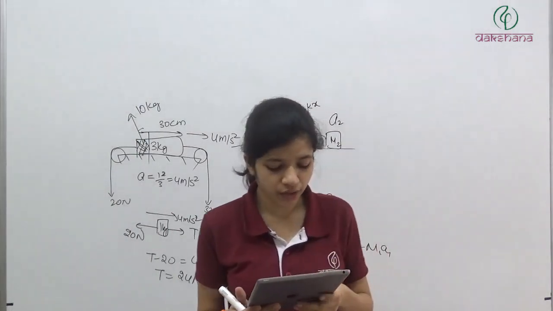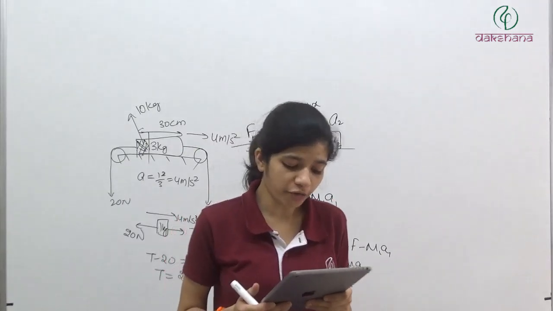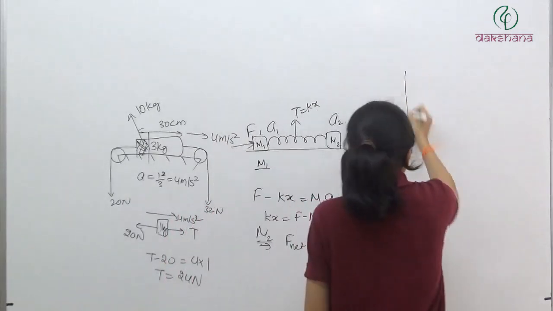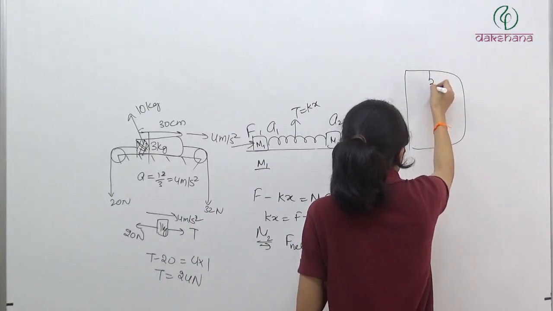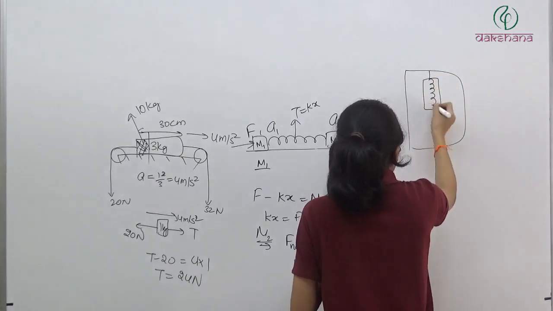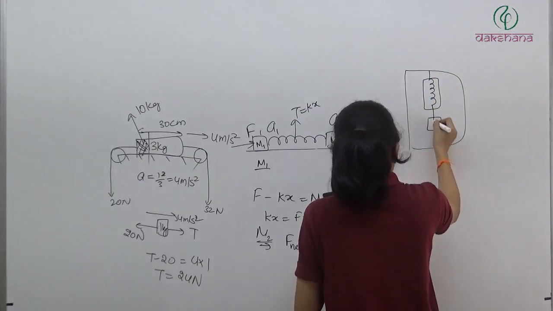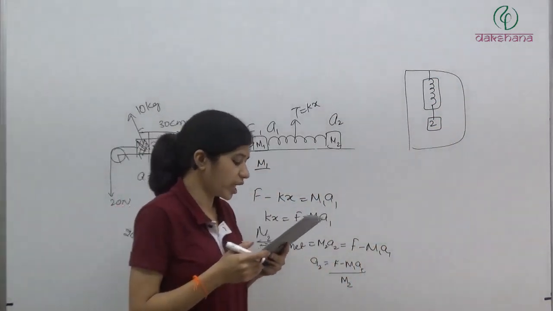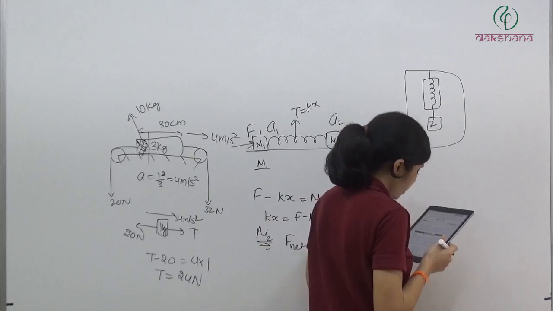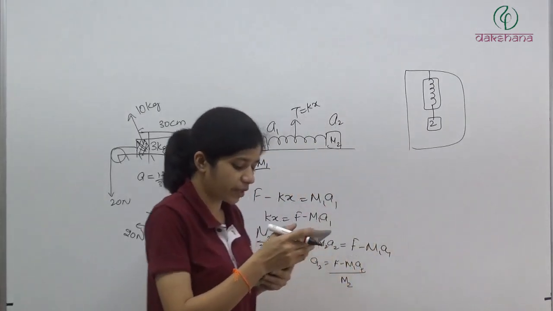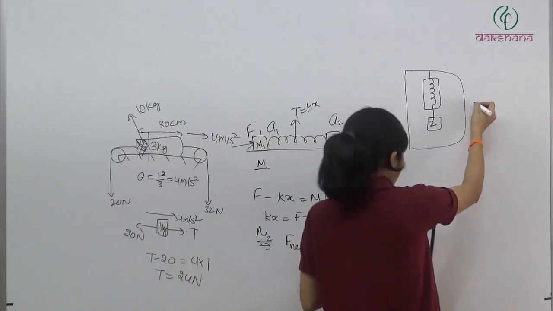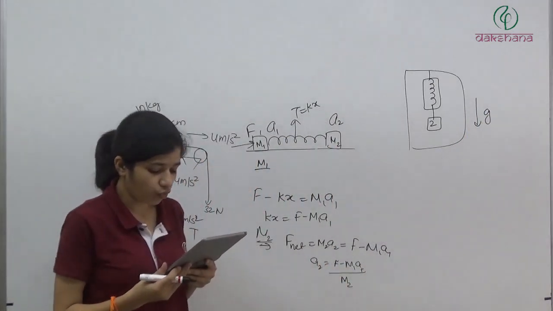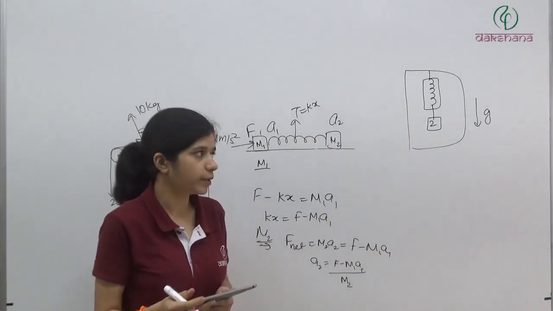Next is section H, pseudo force. A body of mass 2 kg is hung on a spring balance mounted vertically in a lift. So in a lift we have a spring balance and a body of mass 2 kg is hung on the spring balance. If the lift descends with an acceleration equal to acceleration due to gravity, the reading of the spring balance will be. So what they are saying is that the acceleration of this lift is g downward. Then the reading of the spring balance will be.